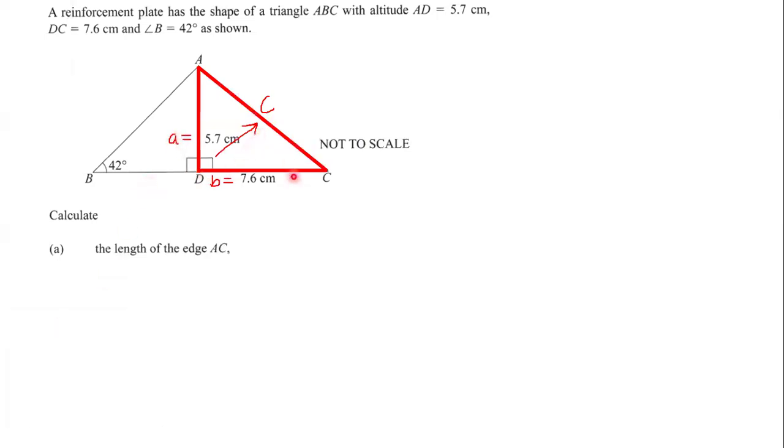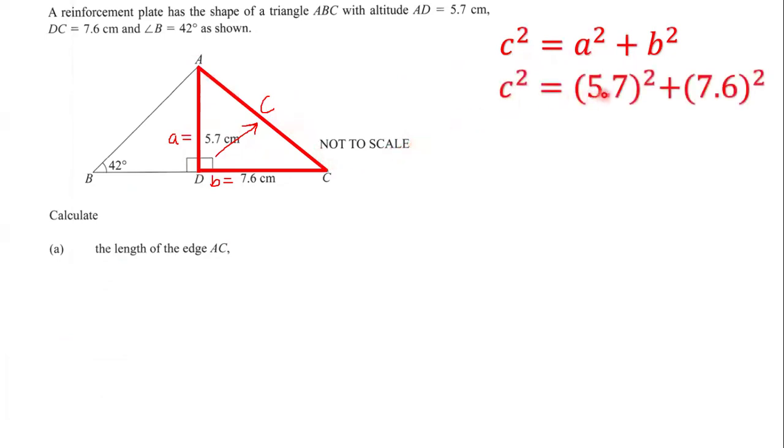so that we can use the Pythagoras theorem to figure out the length of side C, or how they label it, the length of AC. The Pythagoras theorem states that C squared is equal to A squared plus B squared, where C is the hypotenuse, the longest side. Now, we don't know what C is, but we do know A is 5.7, and B is 7.6. And so we substitute them in.